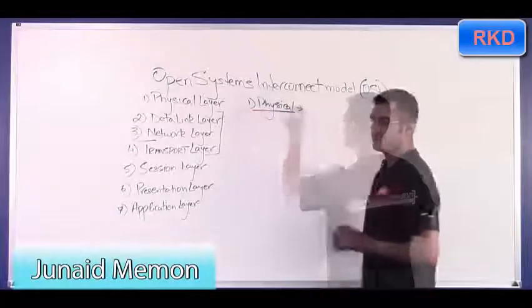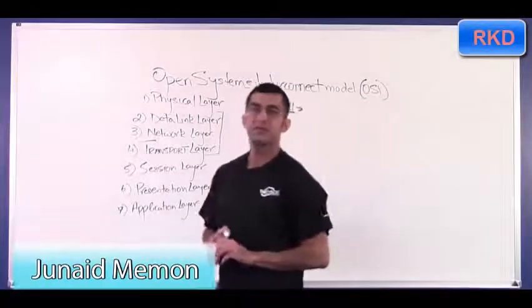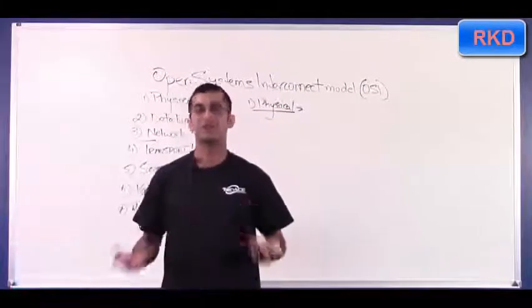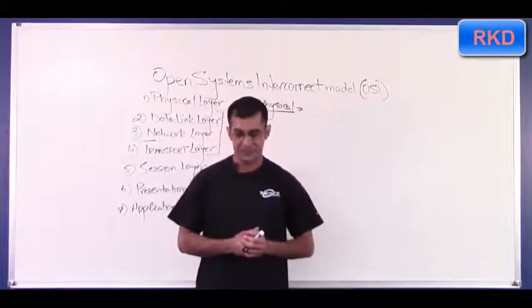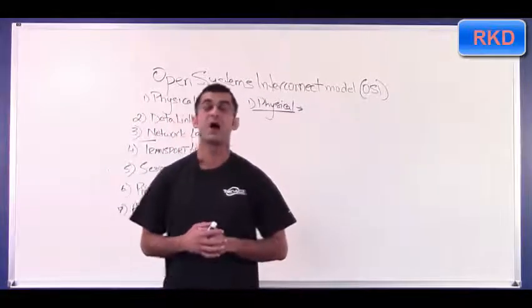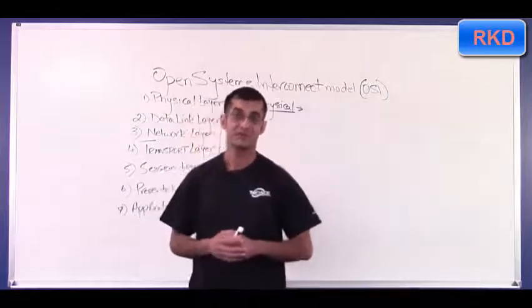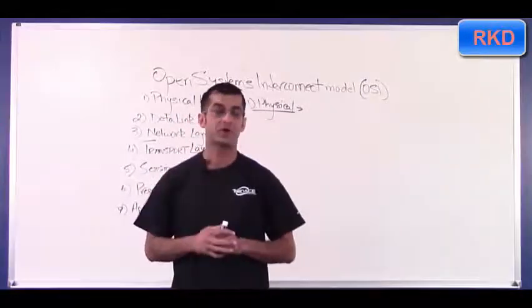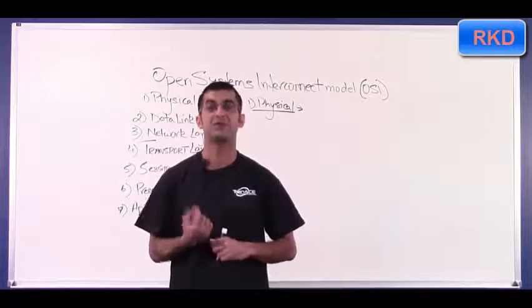The physical layer. The physical layer deals with stuff that you can touch. For example, cables, hubs, and repeaters. These are the three things that work specifically at the physical layer.